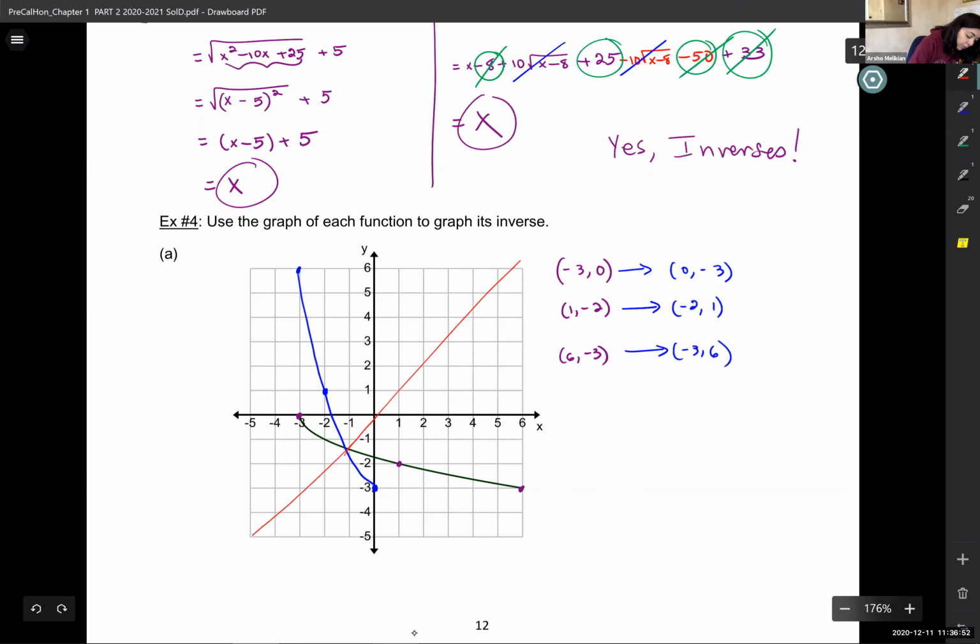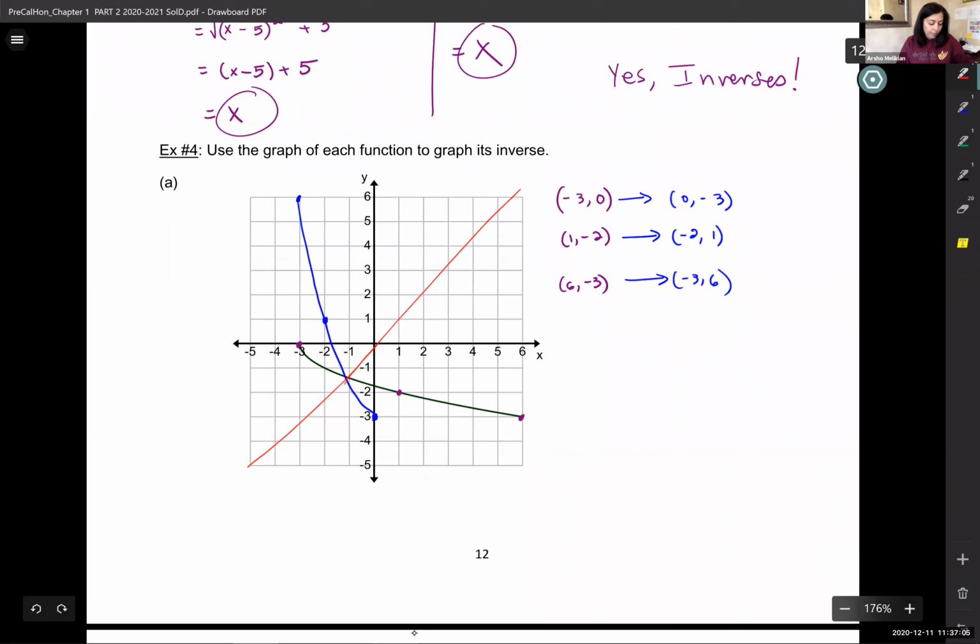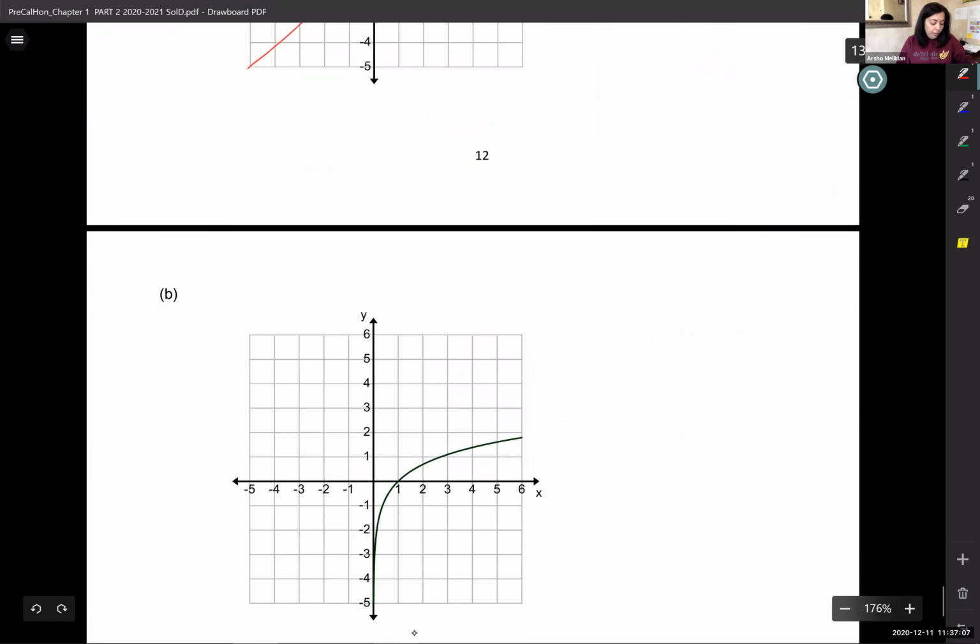Look, if I fold over that red line, does the blue match up with the red? It actually does, right? You can cut this out and fold it, and I promise you that's what it will be.